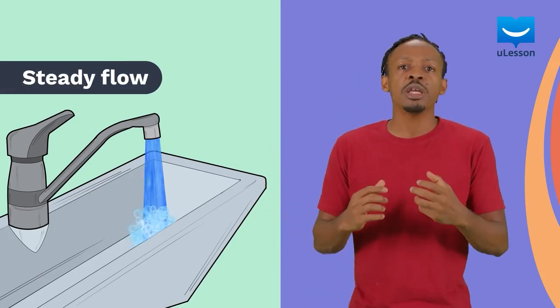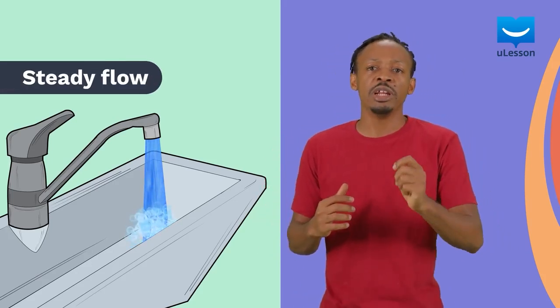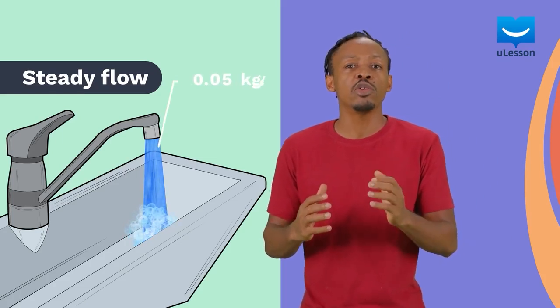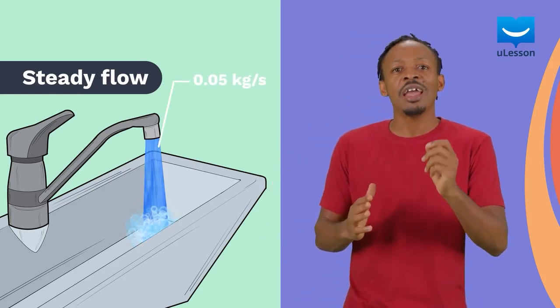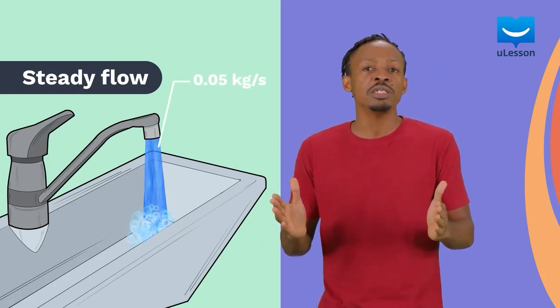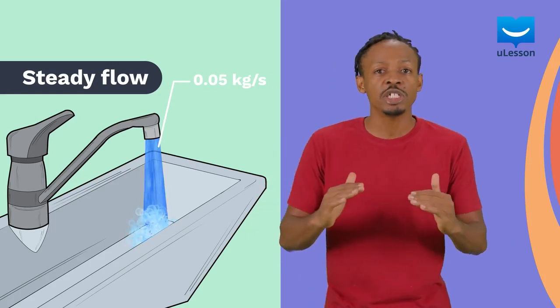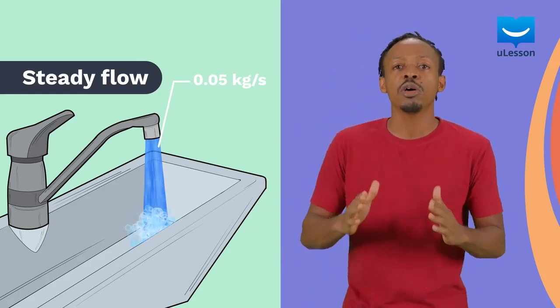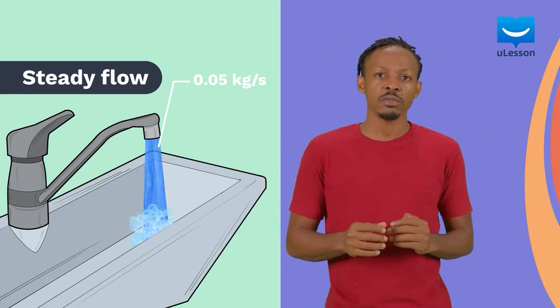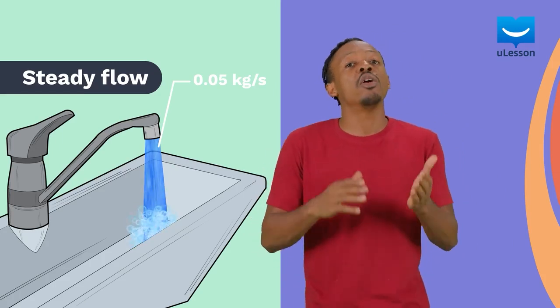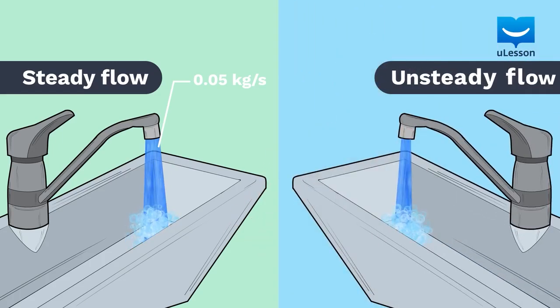If the water coming out of your kitchen tap releases 0.05 kilograms of water per second, a steady flow condition means this rate does not change no matter how long the tap is on. Naturally, an unsteady flow is the opposite.